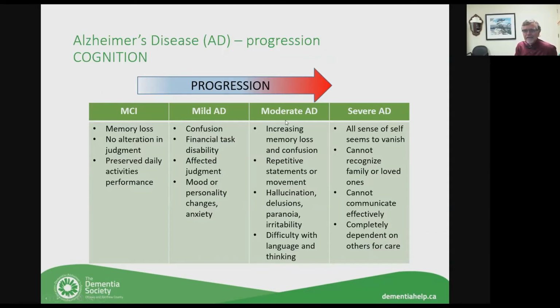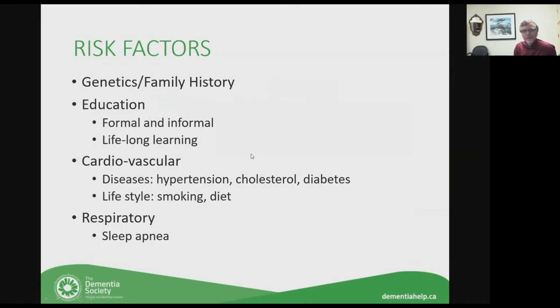And then increasingly, the memory gets worse. We start repeating. We might have other symptoms of brain disorder, like hallucinations or delusions. We may worry that bad things are going to happen to us. Language and thinking is affected. And again, eventually we don't recognize even our loved ones. We can't communicate effectively, and we are dependent in care. So as the disease progresses, we move towards the right.